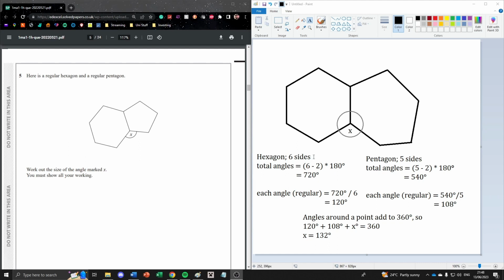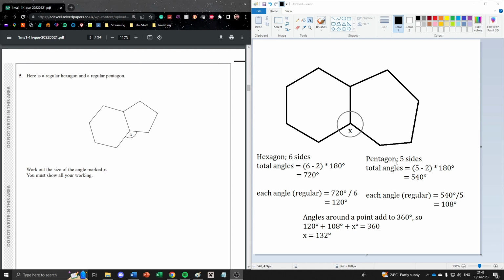Now, this is a regular hexagon, which means that all sides are the same length and all angles are the same size. So to find one interior angle, we just need to divide the total by the number of angles. So that's 720 divided by 6 gives us 120 degrees.